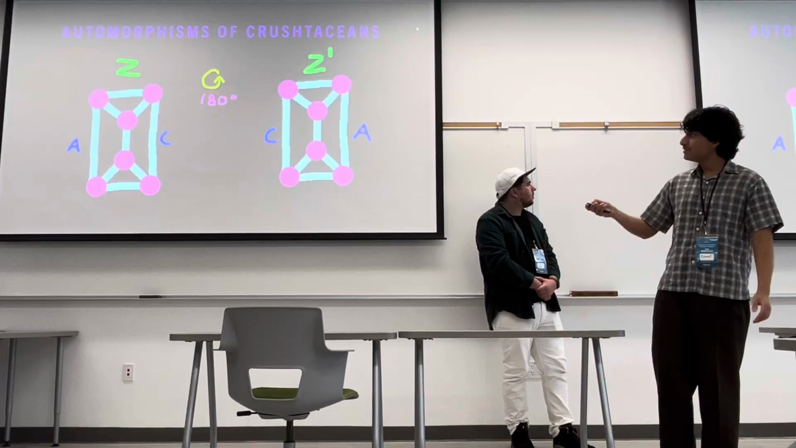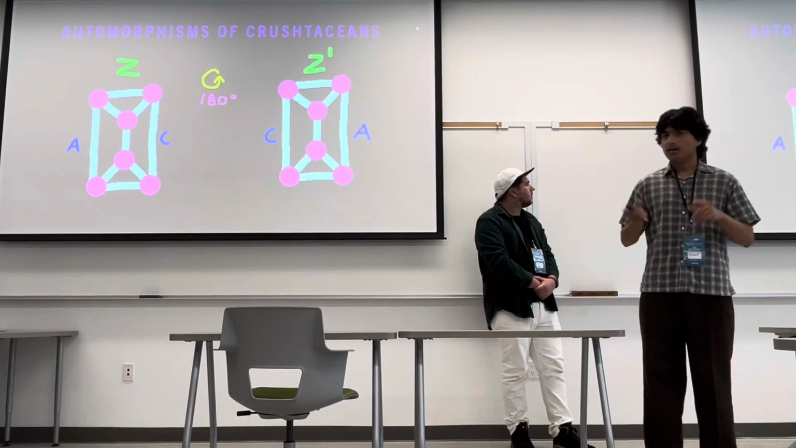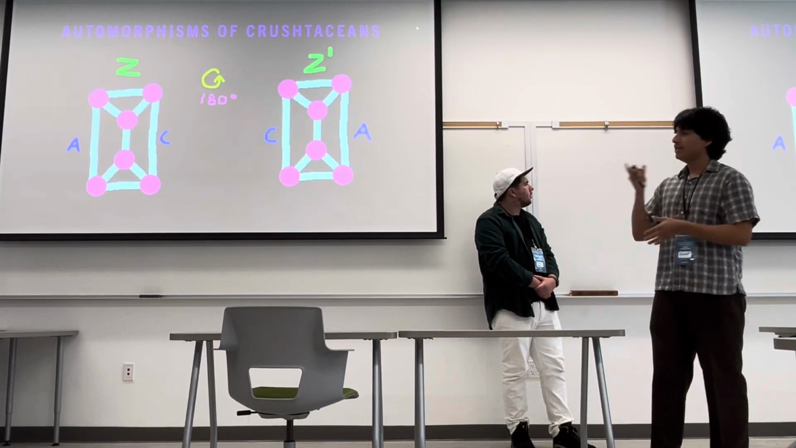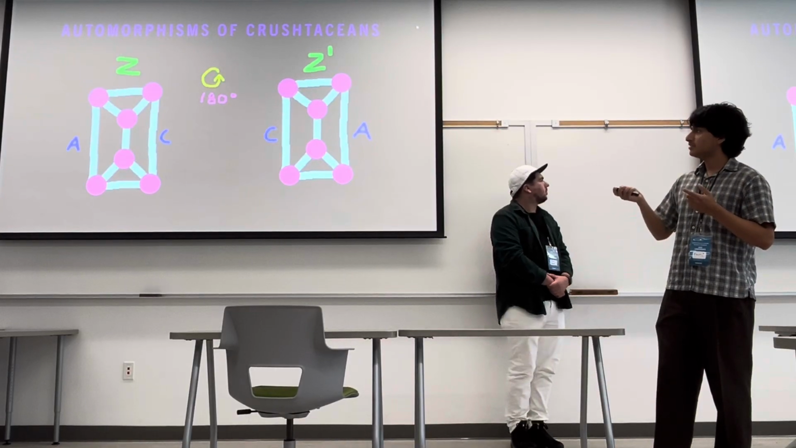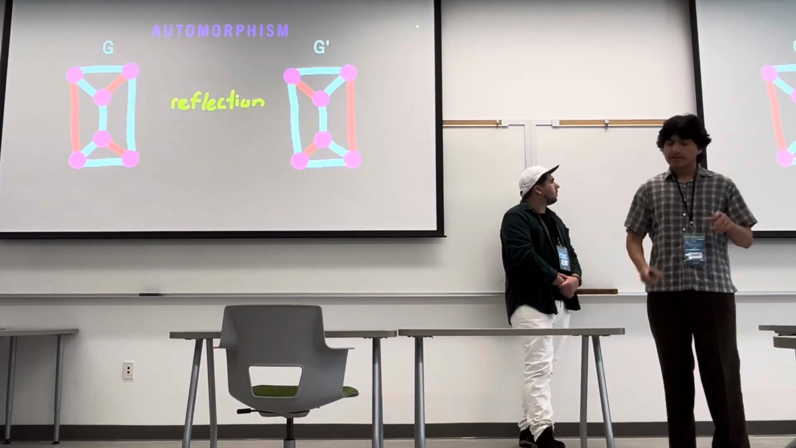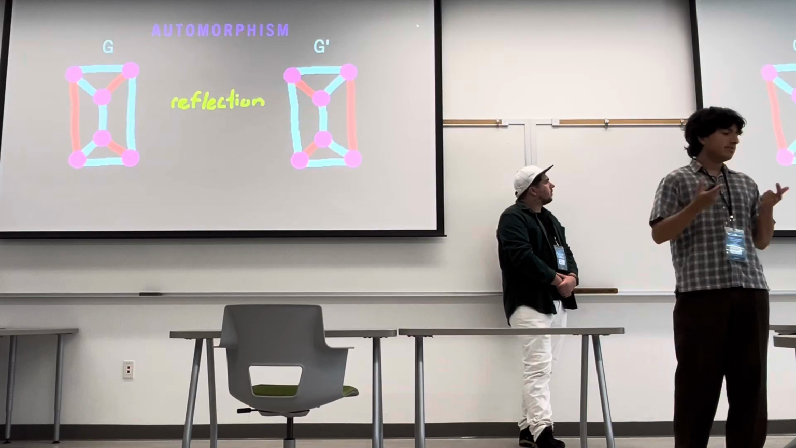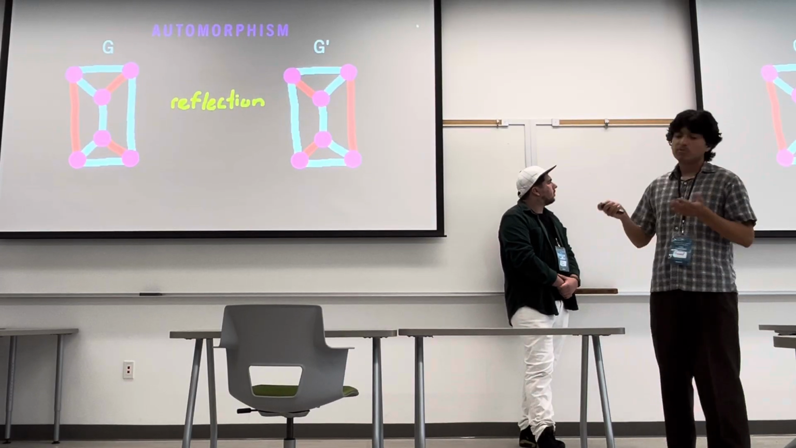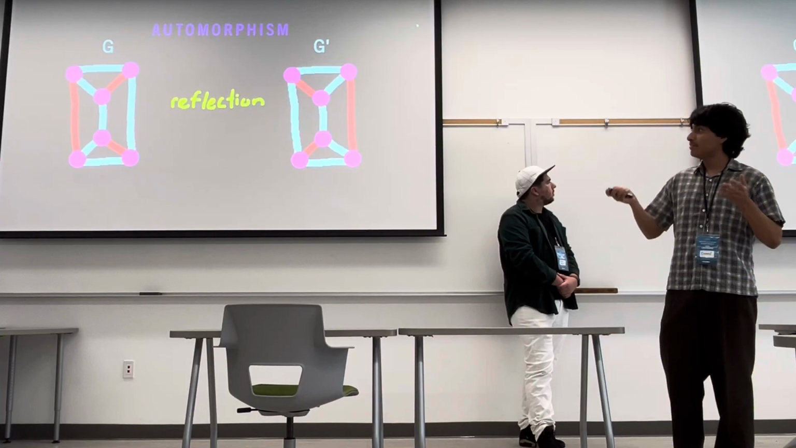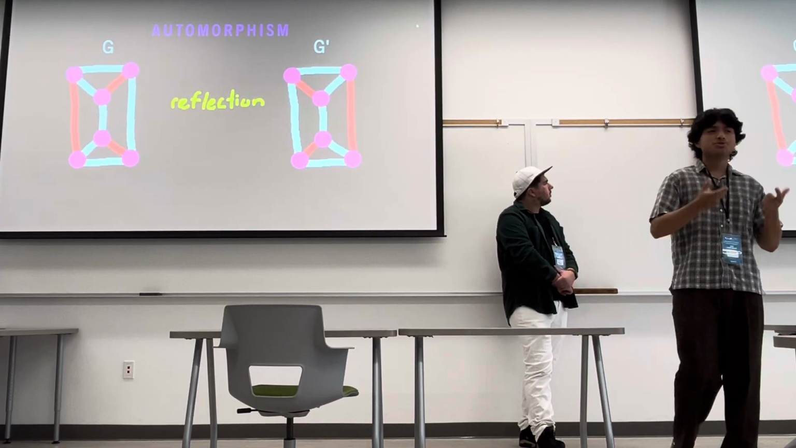Here's a simpler automorphism of a crustacean. You can see all I did was flip it 180 degrees, and when I do that, it looks exactly the same, but some sides do swap. Now we can perform these automorphisms on painted crustaceans, and if there exists an automorphism that maps a painted crustacean to another one, we can say that those 2 are equivalent.